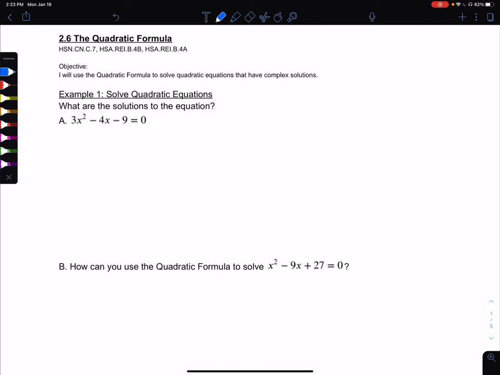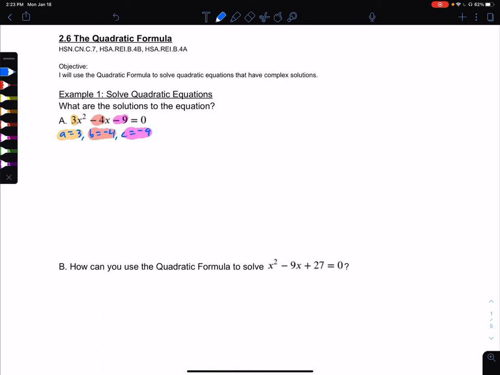And because I know what is going to happen and we're using the quadratic formula, before I introduce the quadratic formula, since I know I'm using it, I'm going to label my A, B, and C values from my equation. So in this case, that 3 is our A, negative 4 would be our B value, and then negative 9 is our C value.